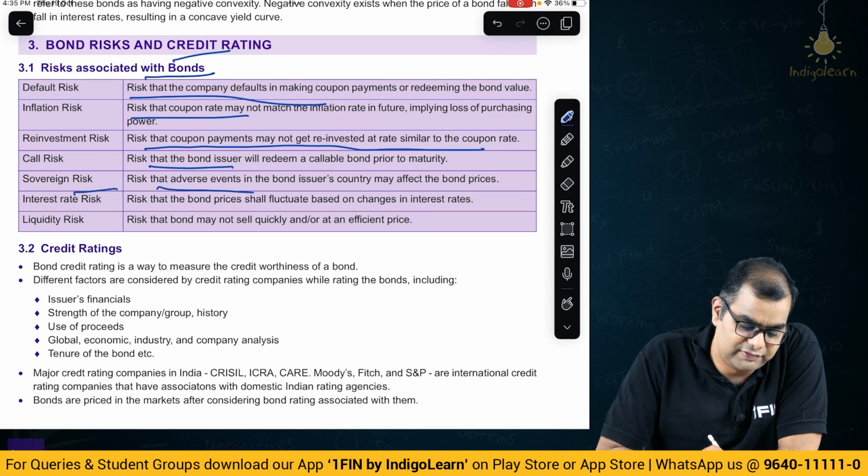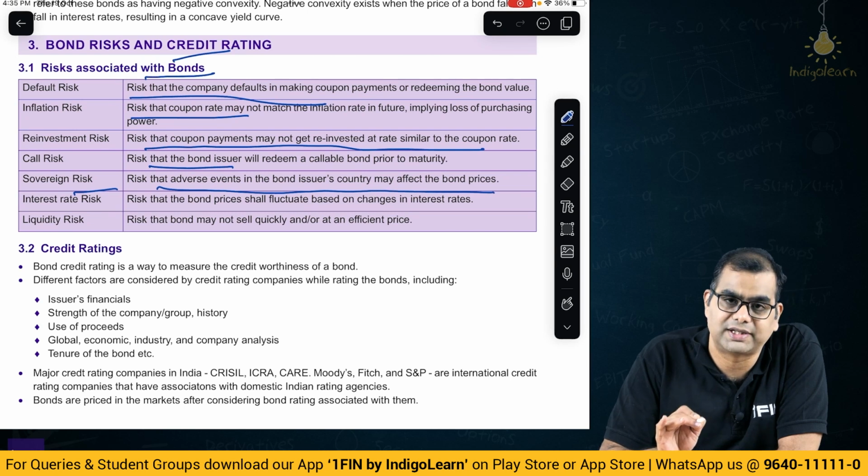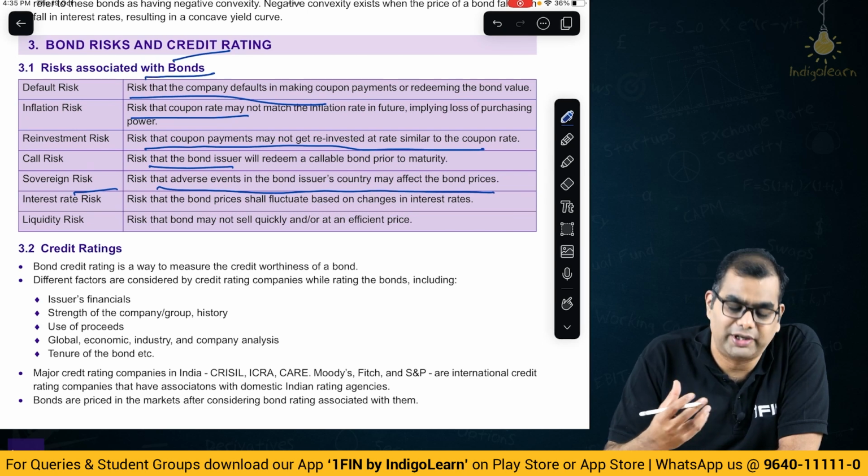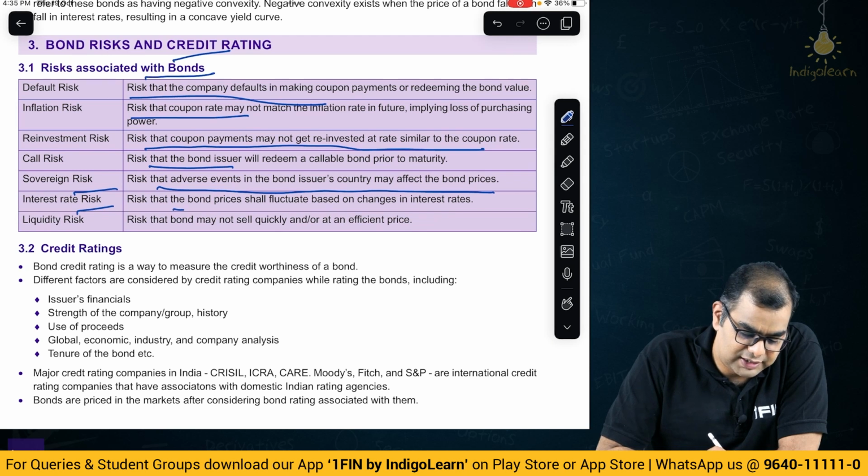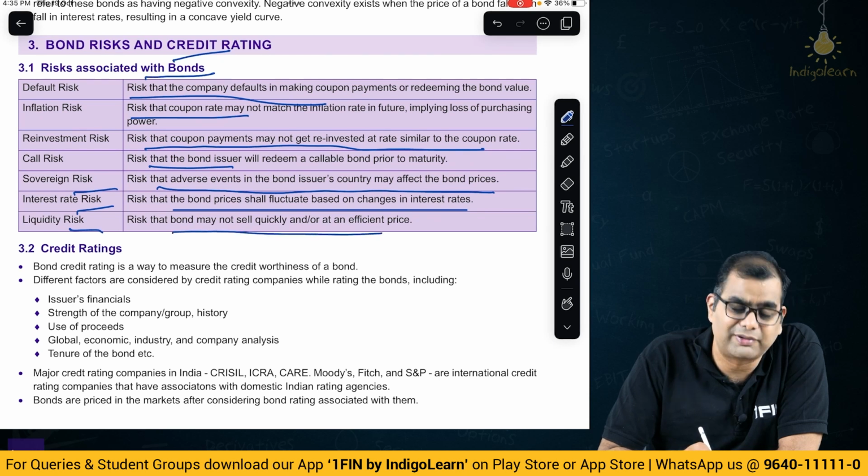Sovereign risk, that adverse events in a bond's country may affect the bond prices. That is basically the issue of political or geopolitical issues. Interest rate risk, that the bond price shall fluctuate based on change in interest rates, which is normal. Liquidity risk, that the bond may not sell quickly at an efficient price.